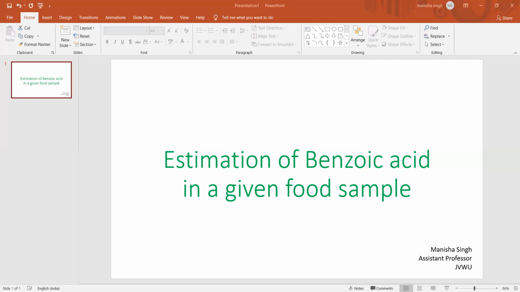For the qualitative methods, to determine whether benzoic acid is present or not, you can use two methods. One is the ferric chloride test and another is the modified Mohler's test. In the ferric chloride test, acidify the food product with hydrochloric acid and extract with diethyl ether. Evaporate the solvent on a hot water bath, removing the last traces of solvent under a current of air. Dissolve the residue in a few ml of hot water and add a few drops of 0.5% ferric chloride solution. Salmon color precipitate of ferric benzoate indicates the presence of benzoic acid.